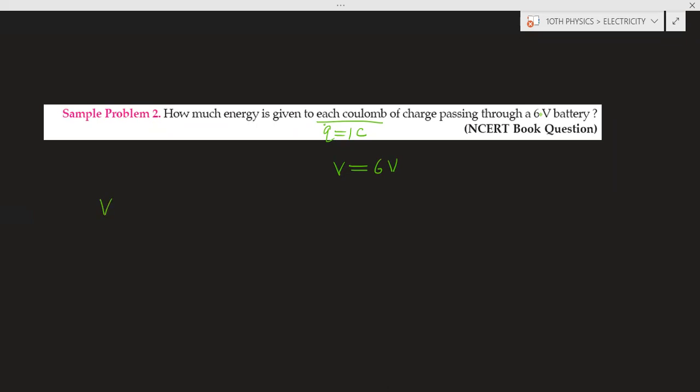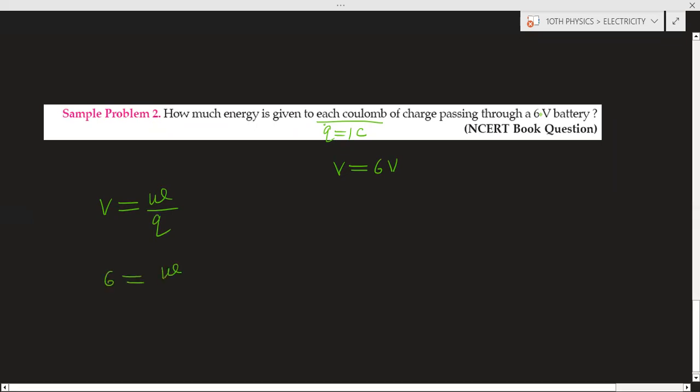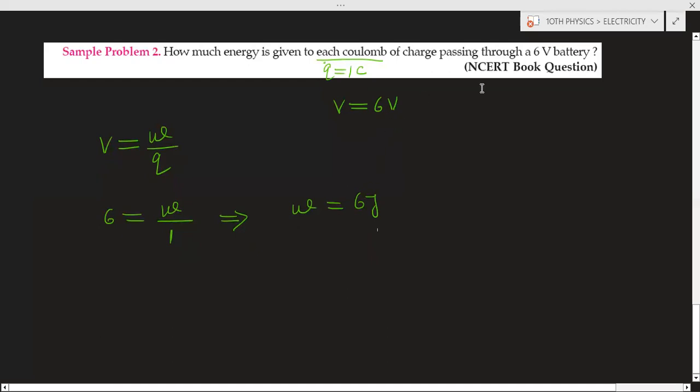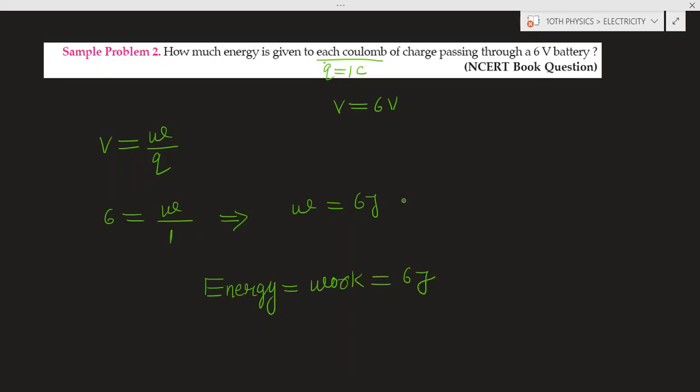So we know the formula: potential difference is equal to the work done divided by the charge. So potential difference is 6, work is W, and charge is 1 coulomb. So we will get 6 joule of work. And I told you that the amount of work that this battery will do will be the amount of energy spent. Okay, so energy will be the work that we calculated. Energy is equal to work, that is equal to 6 joule.